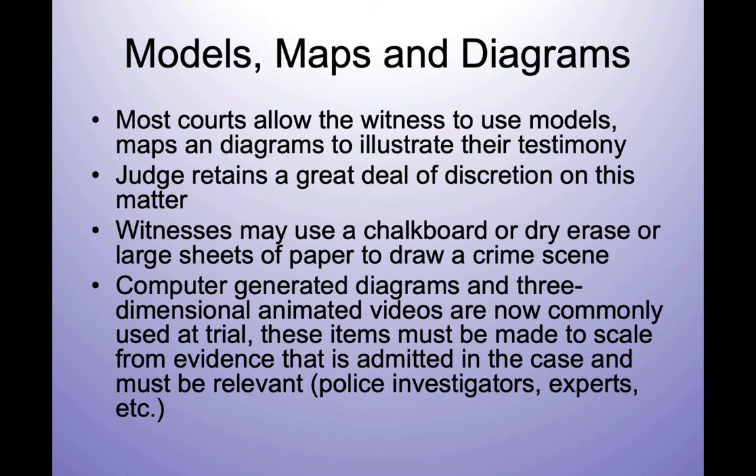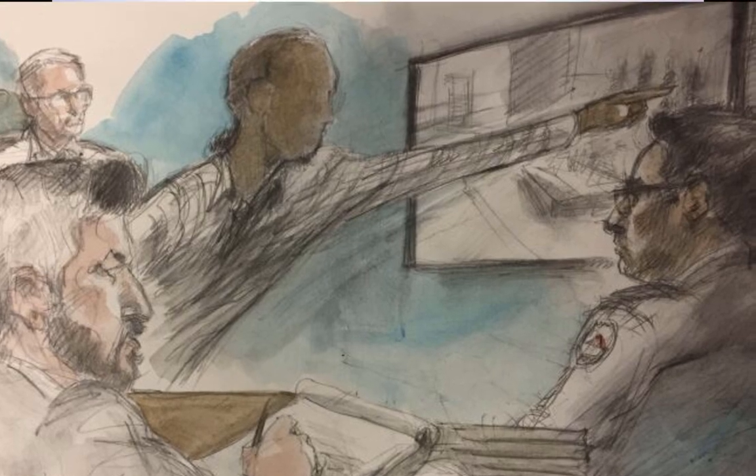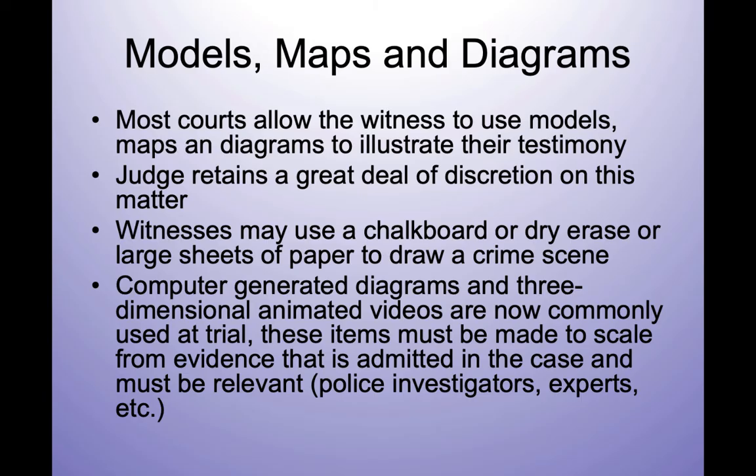Most courts allow a witness to use some sort of a diagram or map to illustrate what they're saying. The suspect went from here to here. The judge, again, retains a great deal of discretion on whether or not to allow a map, but typically they can use chalkboards and dry erase boards while they're testifying to draw out what they're trying to describe, as long as it assists them in providing their testimony.